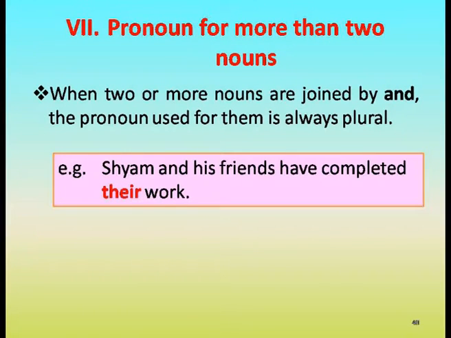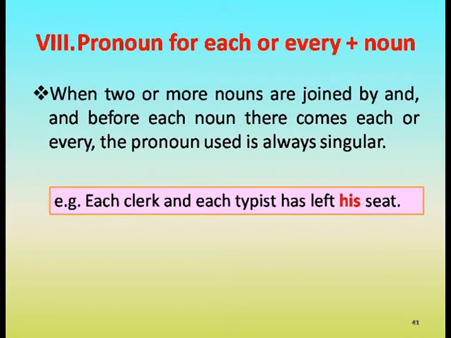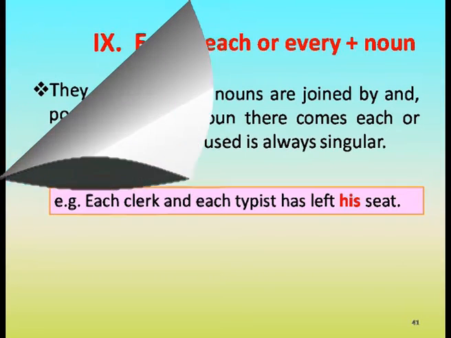When two or more nouns are joined by and, the pronoun used for them is always plural. Shyam and his friends have completed their work. Pronoun for each or every plus noun. When two or more nouns are joined by and, and before each noun there comes each or every, the pronoun used is always singular. Each clerk and each typist has left his seat.